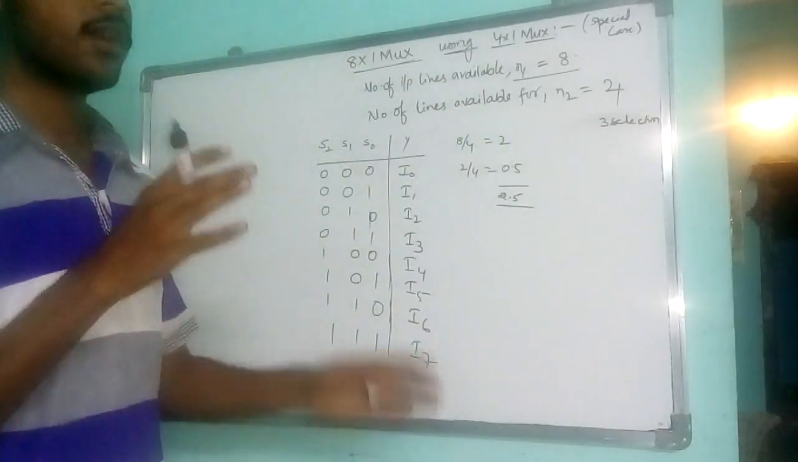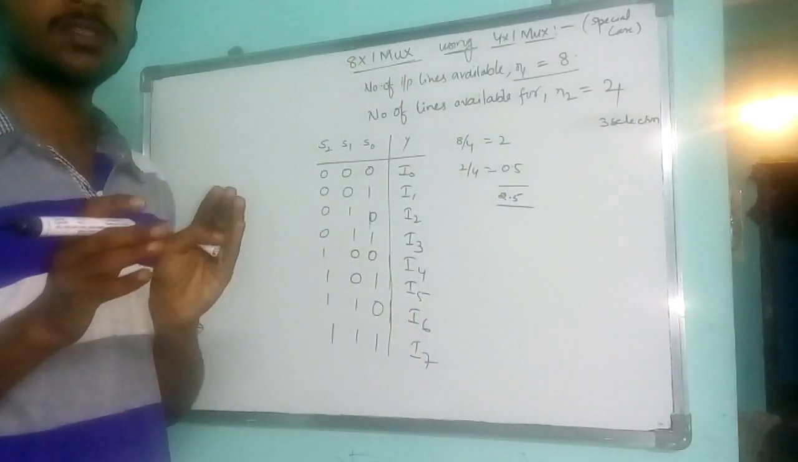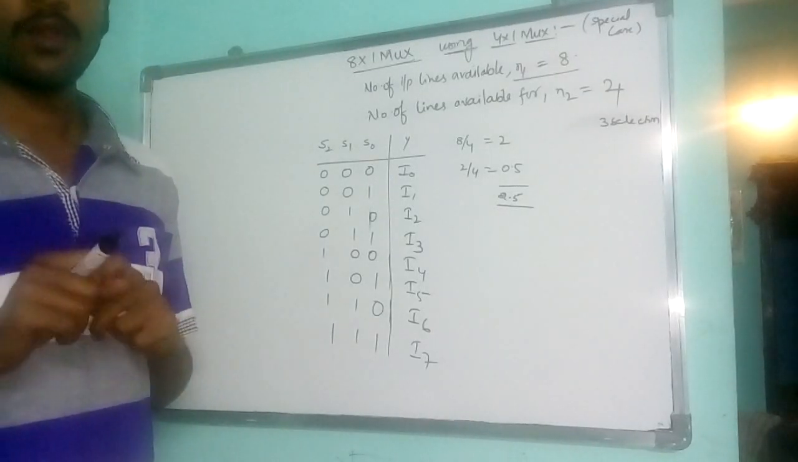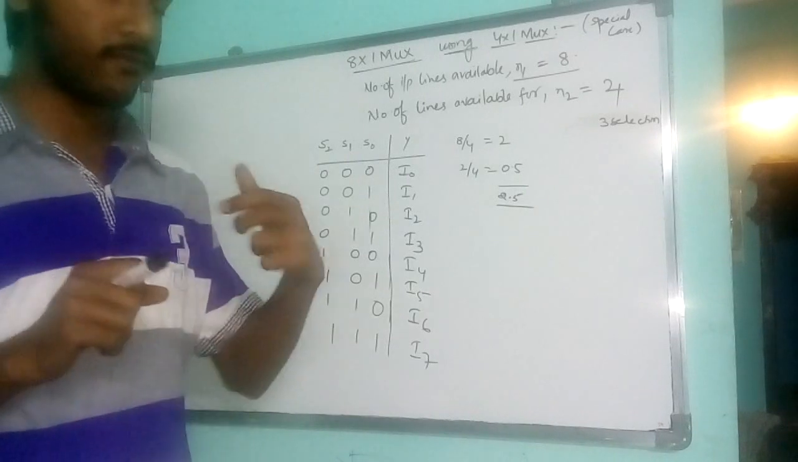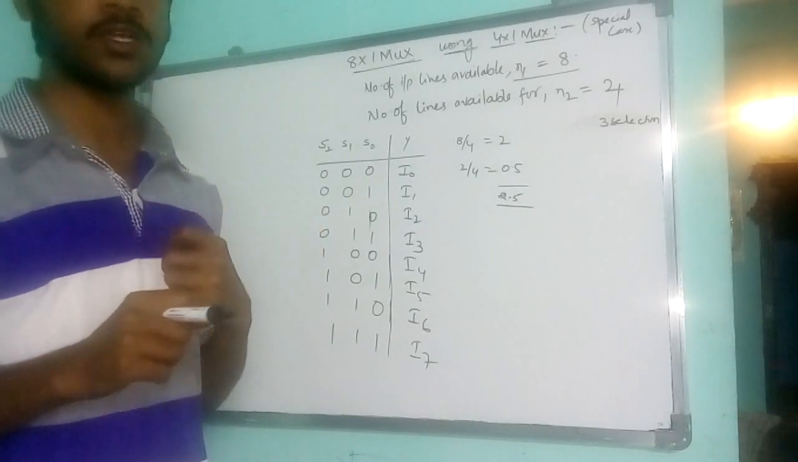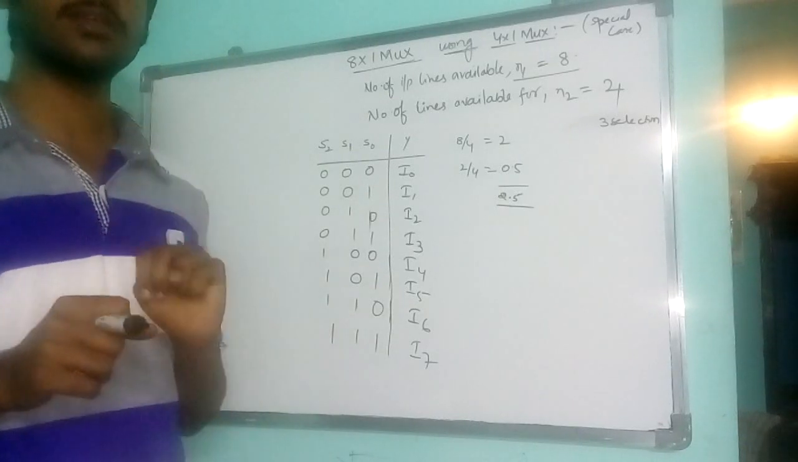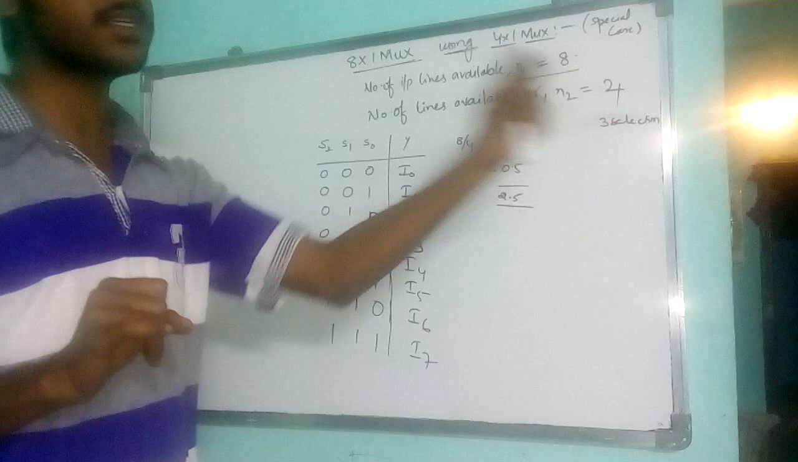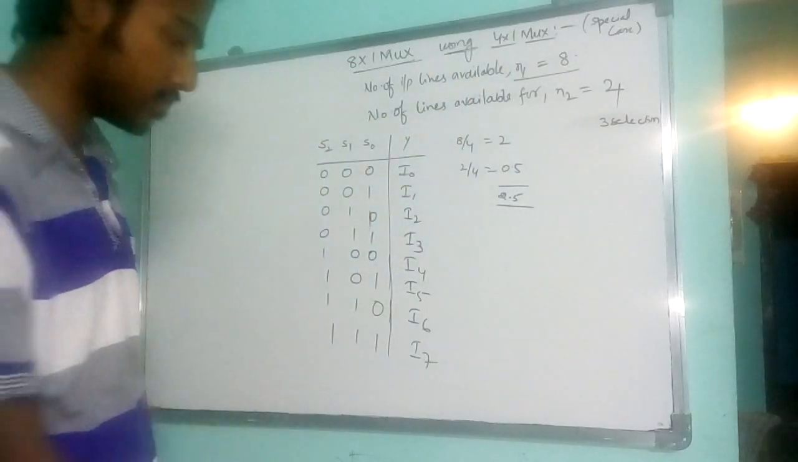That means in the third mux we are going to use only a few input lines, not all the input lines. That may waste some memory, that may waste power. So what we'll do is we go with only 2 muxes, and we'll see how we can arrange 3 selection lines instead of 4 selection lines.